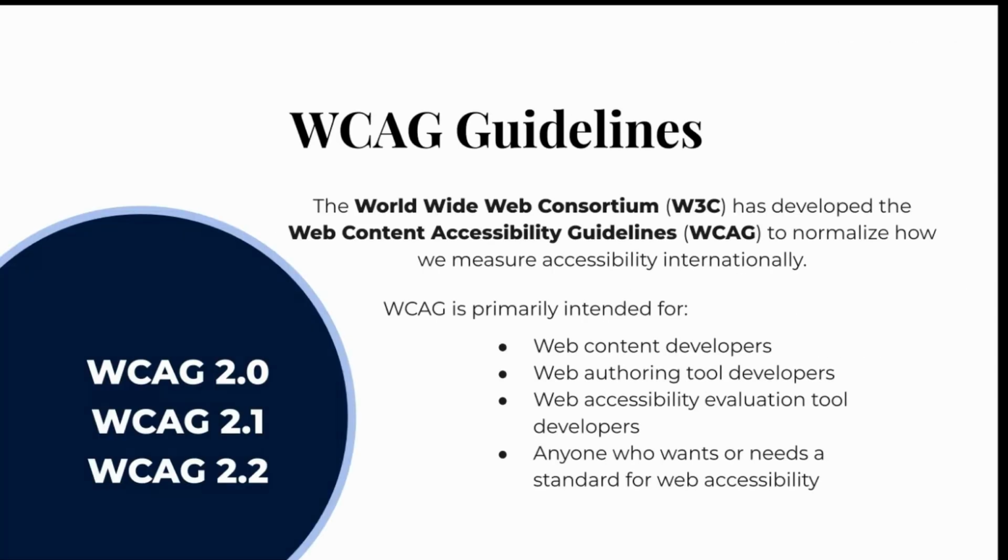So sometimes we see W3C, which stands for World Wide Web Consortium. WCAG is Web Content Accessibility Guidelines, so lots of acronyms. And they just normalize how we measure accessibility standards. These standards are for developers, for the developers of tools, for the people who make our evaluation tools, and really anyone who's interested in having a guideline to go by, because it's easier when you develop or design and learn how to do things to have the guidelines. And right now we're currently kind of in between 2.1 and 2.2.